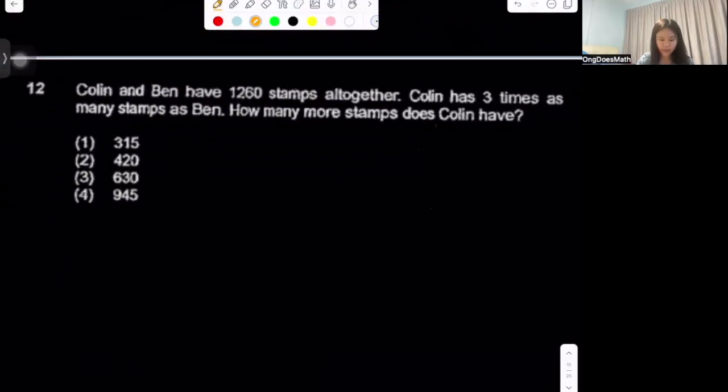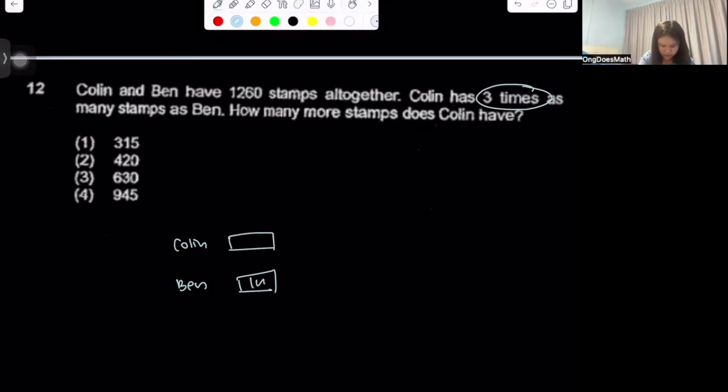Colin and Ben had 126 euro stamps altogether. Colin had 3 times as many stamps as Ben. How many stamps did Colin have altogether? So you've got 2 characters. You've got Colin, you've got Ben. Colin has 3 times as much as Ben. So in this case, if Ben is 1 unit, Colin has 3 units. Good. Also given that they have 126 euro stamps altogether. So where do I label that in the model? At the side? Good.